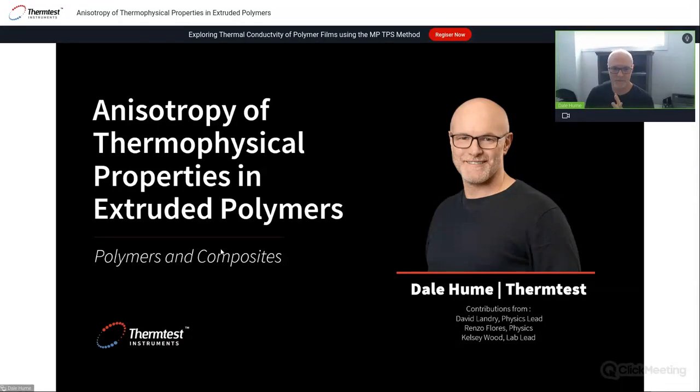So the topic we're talking about today is the anisotropy of thermophysical properties in extruded polymers. There was mention of an MTPS sensor and the measurements we do. Actually, most of these measurements were done symmetrically, but certainly I will touch on the asymmetric or the absolute version of the MTPS sensor and how it can be used to measure the same. It certainly has the same sensitivities and accuracies, and those are the topics we'll talk about.